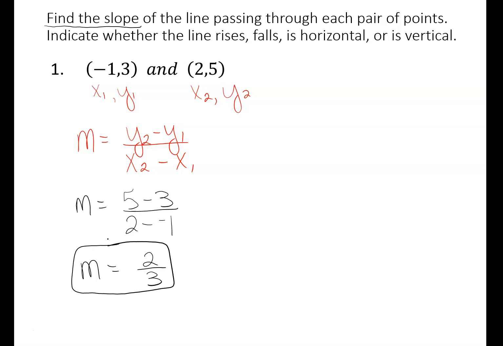But there is more to the question. It then says, indicate whether the line rises, falls, is horizontal, or is vertical. So that's where you just look at the sign of your number. It's a positive 2/3. So because it's positive, the line rises. So that's the second answer. Just write rises.